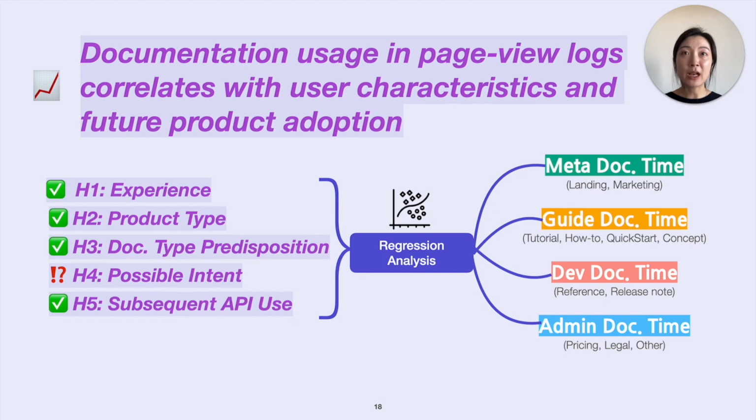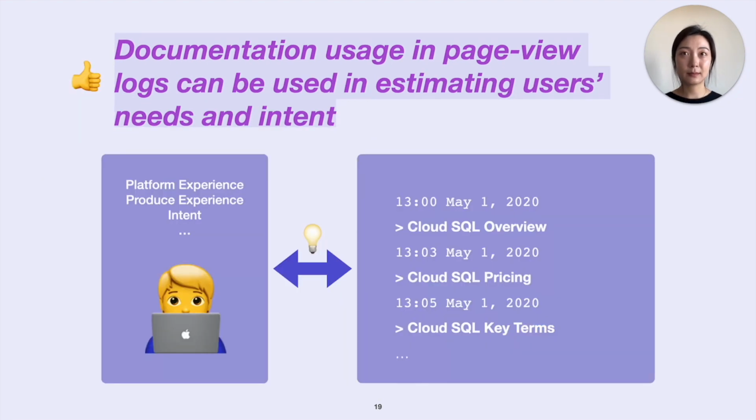From the regression analysis, we found that all of our hypotheses were supported, except for one that was still partially supported. We found numerous correlations between the documentation usage shown in page view logs and user characteristics, as well as future product adoption. And this indicates that it is feasible to use documentation usage in estimating users' needs and intent.